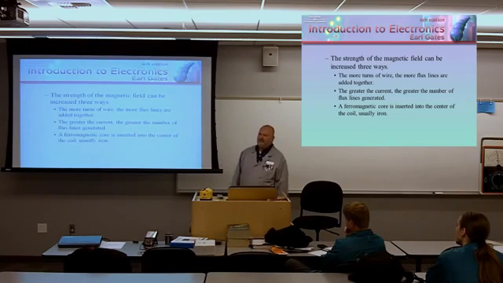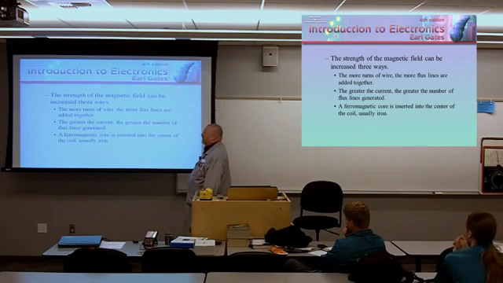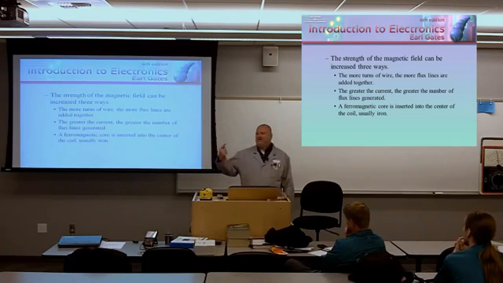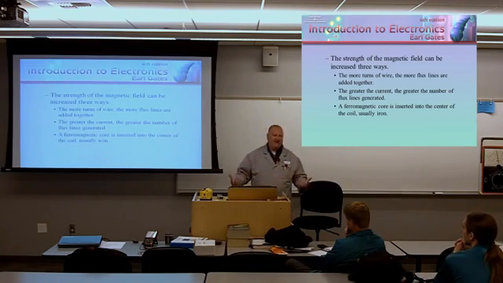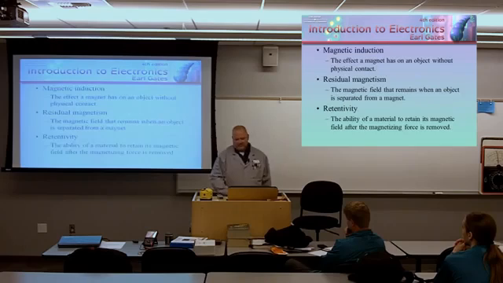Another way that we could increase the magnetic field is we could insert a ferromagnetic core into the center of the coil, usually iron. Iron has a high level of permeability. By putting it into the center of the coil and then wrapping the coil around it, it's going to enhance the magnetic characteristics. So by putting in a ferromagnetic core, it's going to enhance the characteristics.